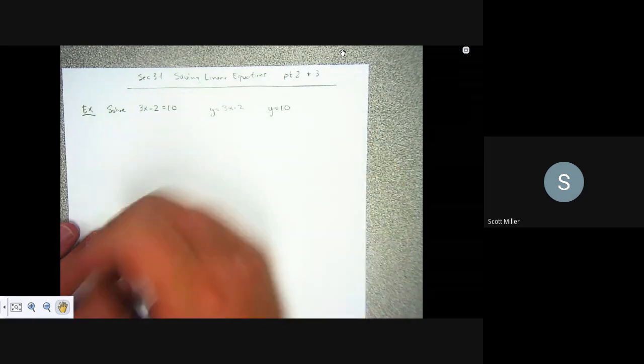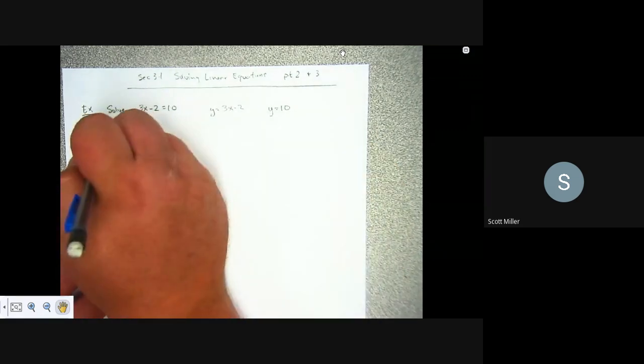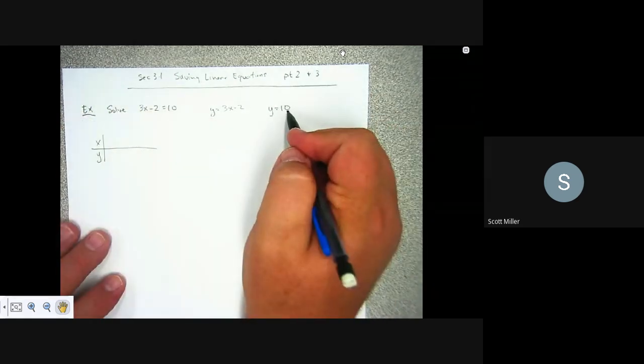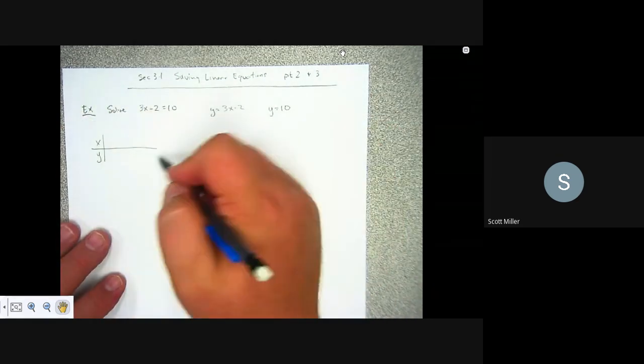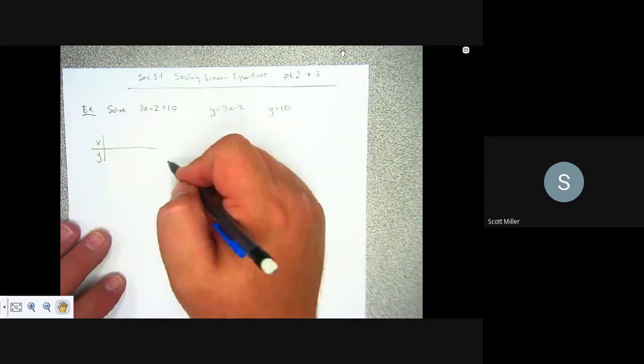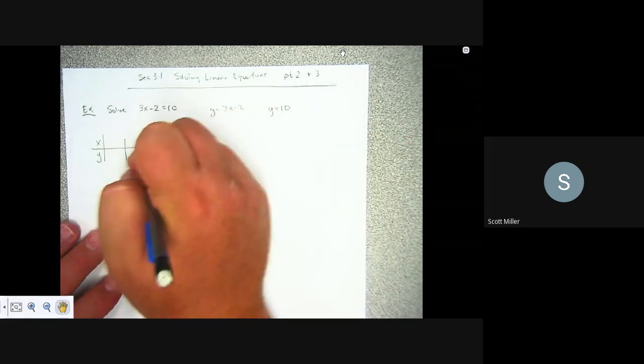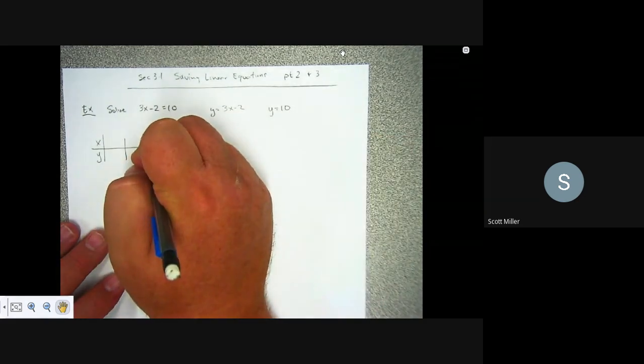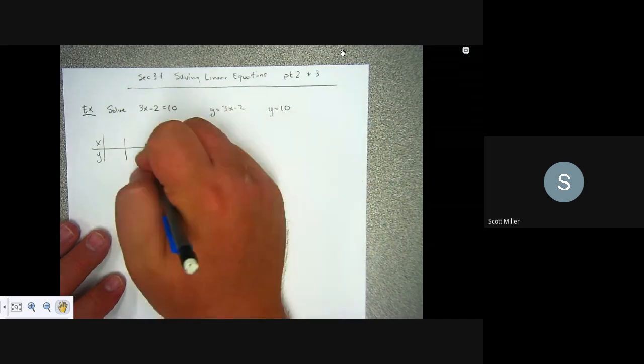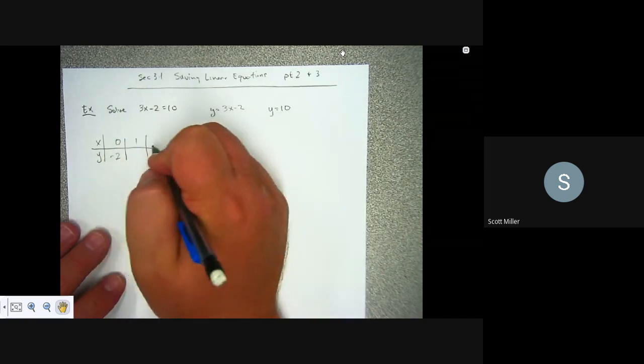That's what we're doing. In a numerical table, same process. This one is just a single number, so we're looking for the x value that produces the y value of 10. Pick some numbers to plug in here. It doesn't matter which ones I pick. If I start at 0, I will get -2, and if I start at 1, I will get 1.